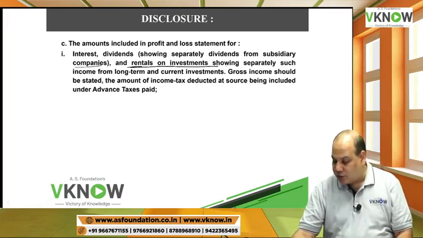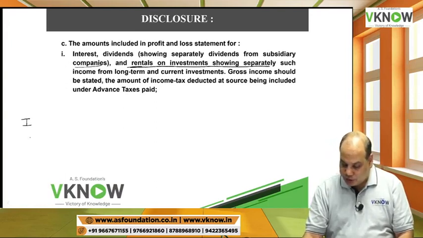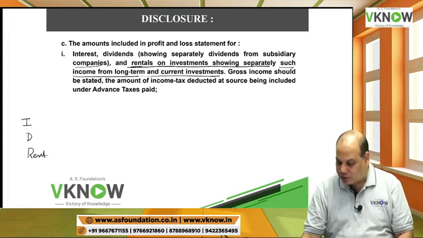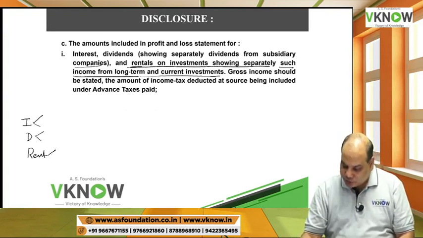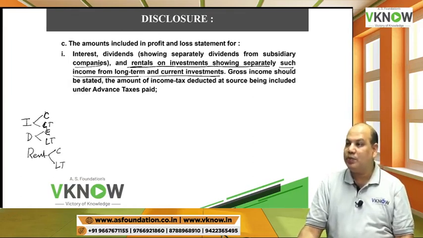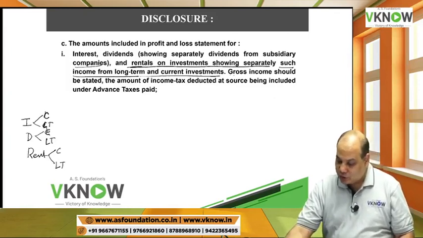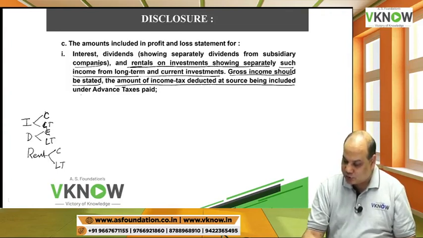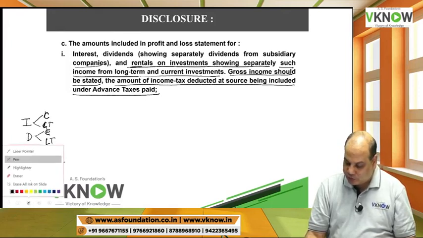Income from rental on investment is shown separately. So interest you have to show, dividend you have to show, rent income you have to show. Such income from long term and current investment will be further bifurcated into income from current investment or income from long term investment. This way, ideally, we should disclose income from investment in the profit and loss account. Gross income should be stated.